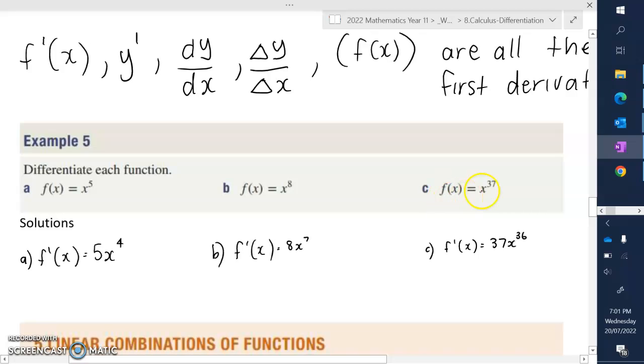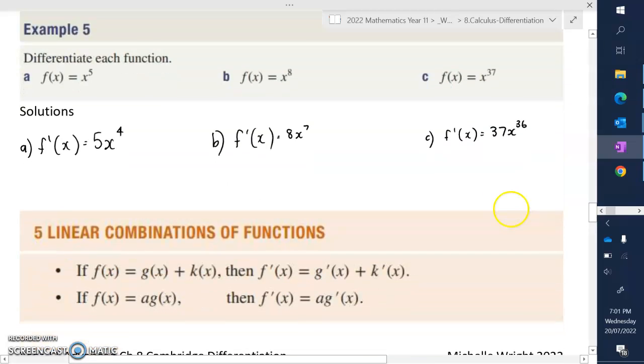F of x equals x to the power of 37. Let's differentiate it. We get f dash of x. 37 comes down the front, x to the power of 36. So step 1, that's it. That's how we differentiate single functions.